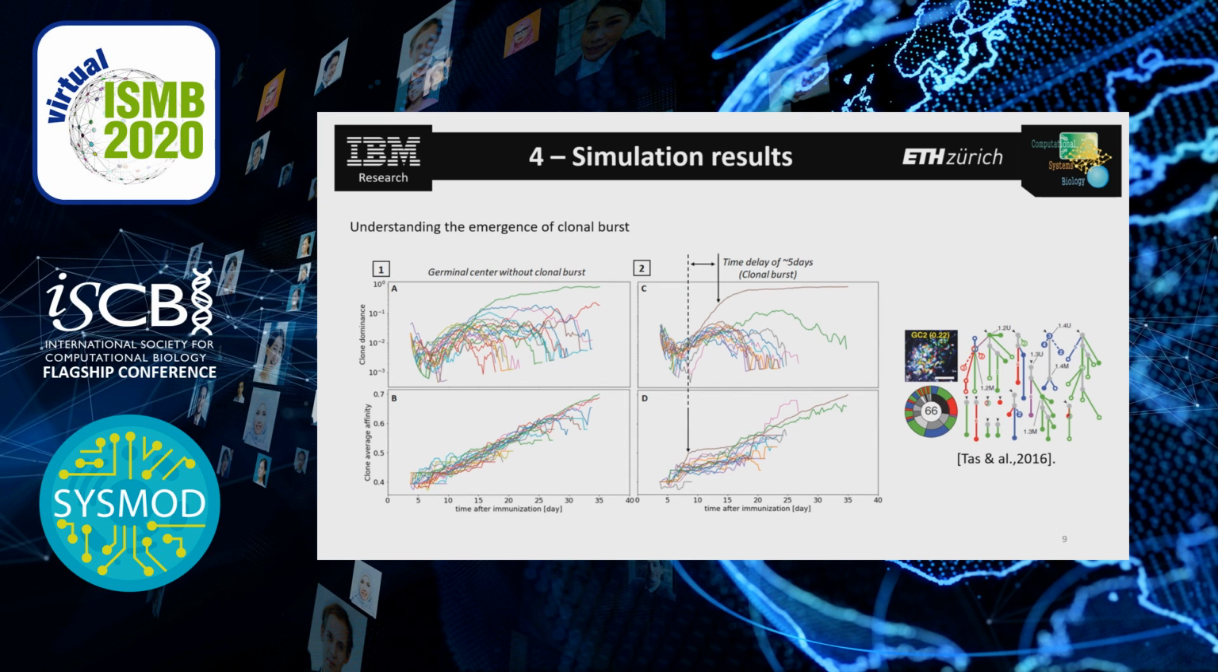And finally, the last thing we can do with our model is understanding the emergence of clonal bursts. A clone is a cell that descends from the same founder cell. So at the beginning of the germinal center response, you have few clones that enter the germinal center, and then they proliferate, which creates a clonal family. And in this specific example, the brown clone had a high affinity jump by chance, and a few days later, it translated into a clonal dominance of this clone.